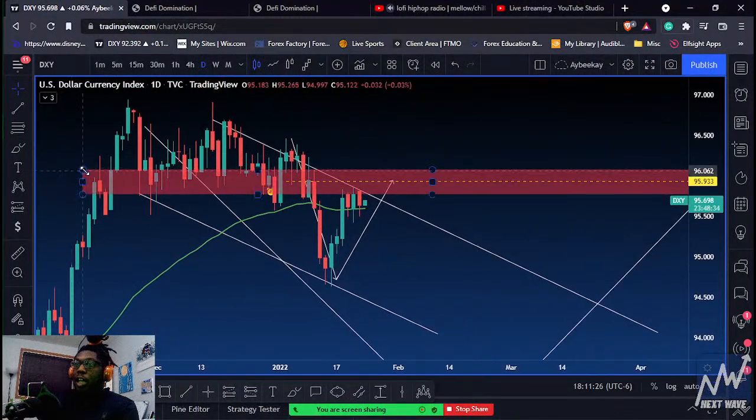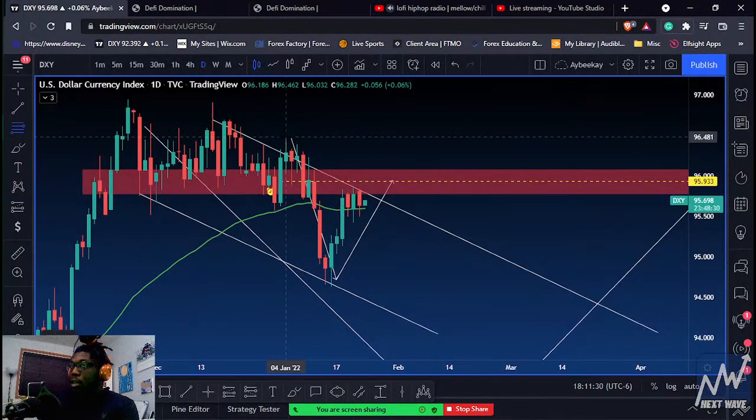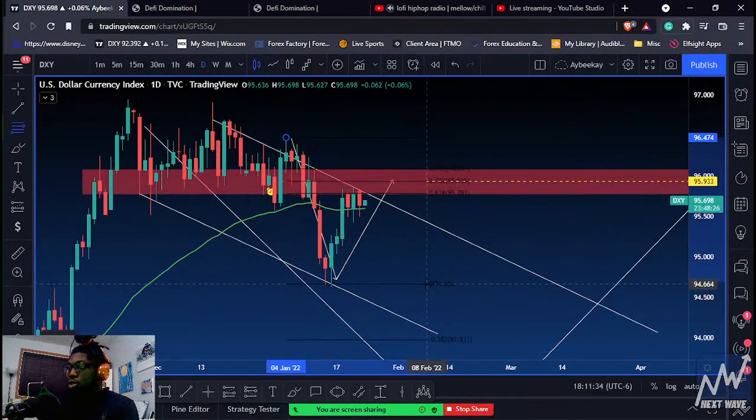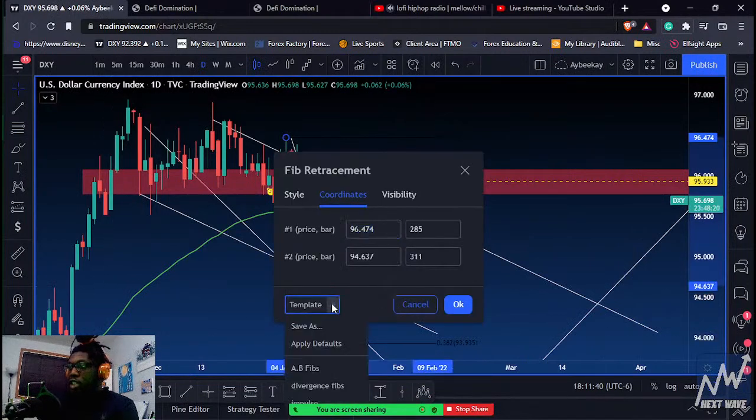How I got this zone over here in the first place was I took my Fibonacci that I usually use from the highs to the lows. Give me a second, let me go ahead and change this template.